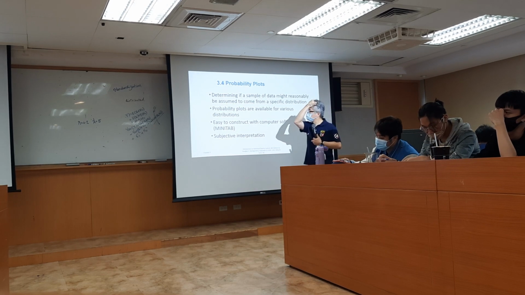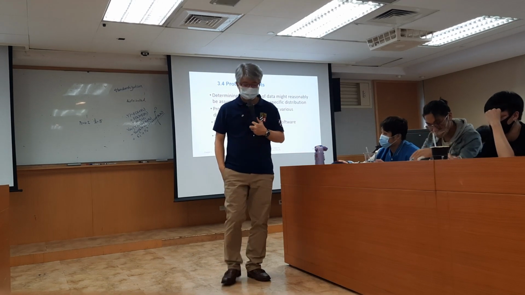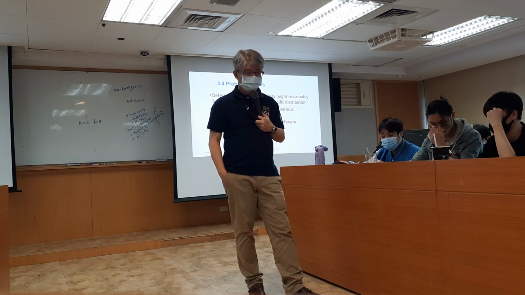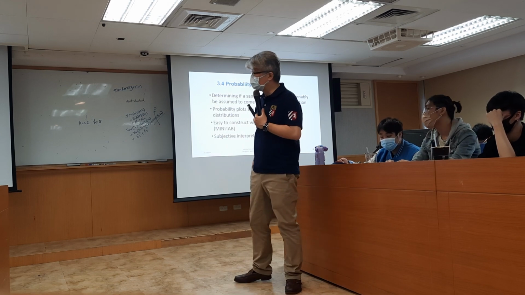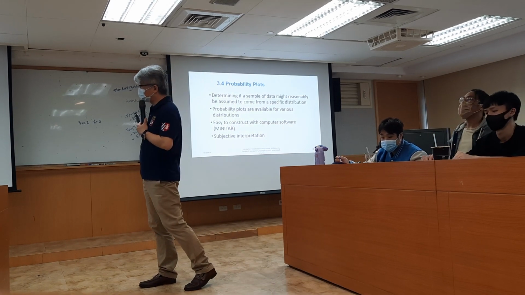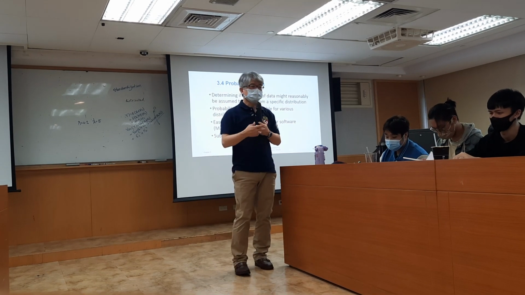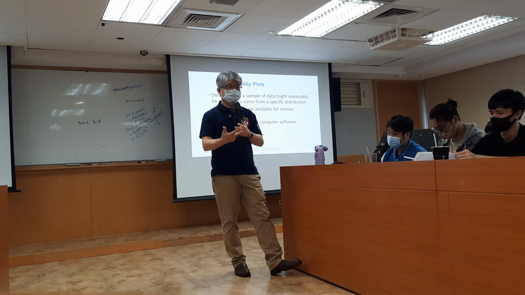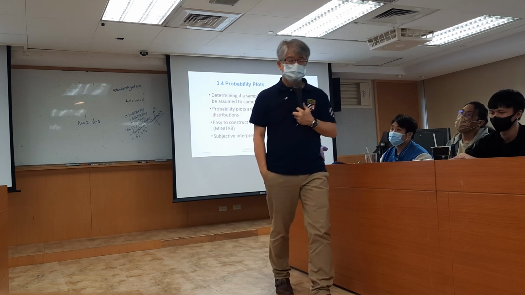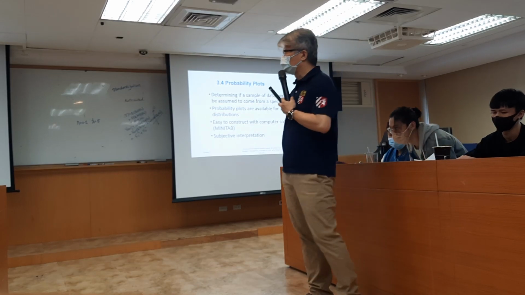3.4. Which is used to determine if the sample data might reasonably be assumed to come from a specific distribution. We're going to check it. For the probability plot, we typically use the Kolmogorov-Smirnov test, or the chi-square distribution test.